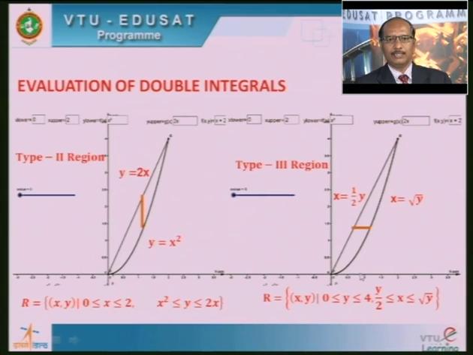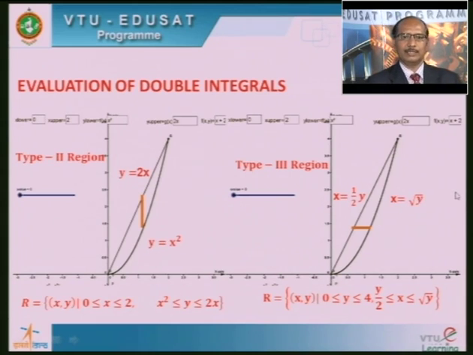What are the y values here? y equal to 0 to, you can see maximum 4, both the curves go up to 4 here, 4 is the maximum. So, y is equal to 0 to 4, and x limits, the same equation, y is equal to 2x, I have written x is equal to 1 by 2 y, that is the lower limit of x, y by 2, and the upper limit of x is square root of y, that is y equal to x square written as x equal to root y.